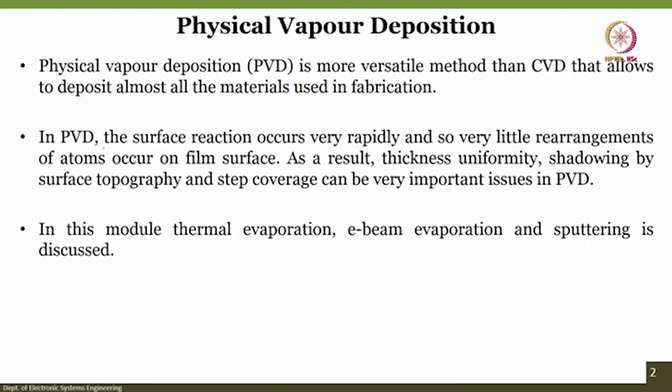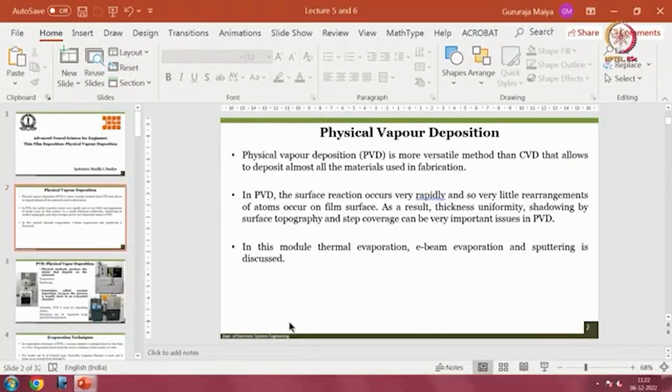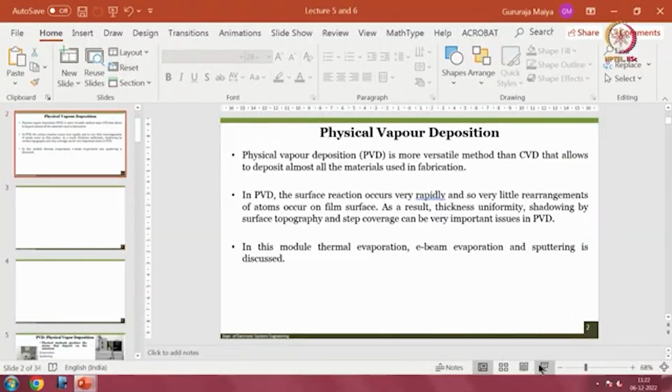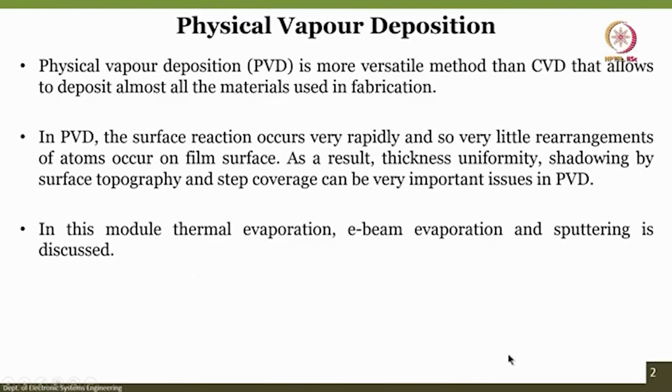Okay. Now, in PVD the surface reaction occurs very rapidly, and so very little rearrangement of atoms occurs on the film surface. First you should know how this works. What we are talking about is that in PVD the surface reaction occurs rapidly. What is surface reaction, what is rapidly, and what do you mean by very little rearrangement of the atoms? First let us understand how PVD works.